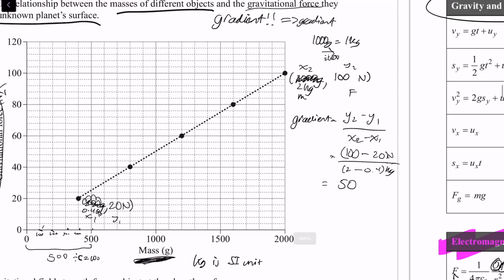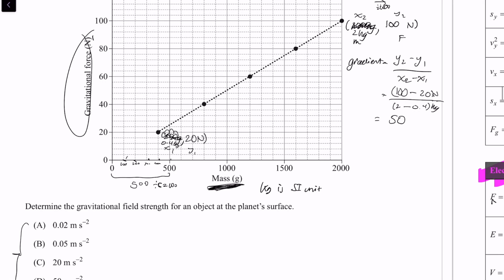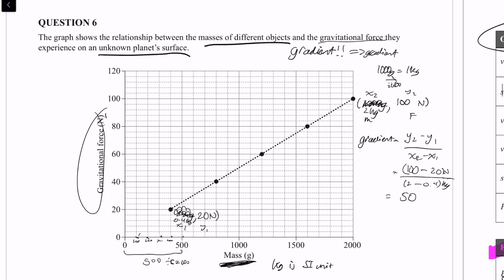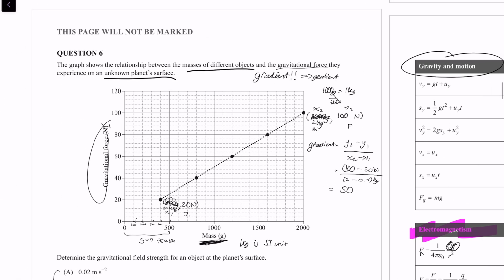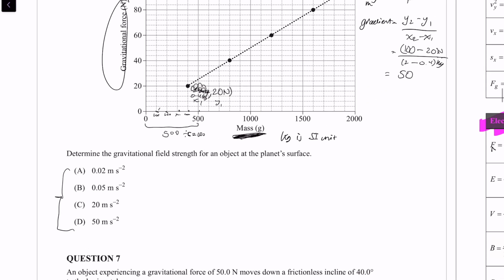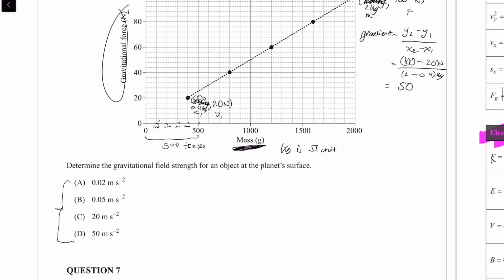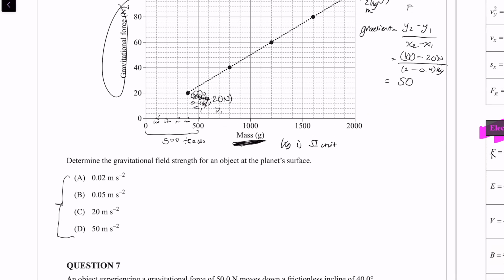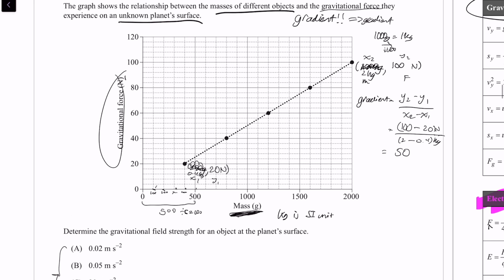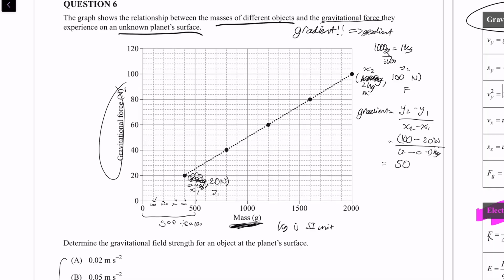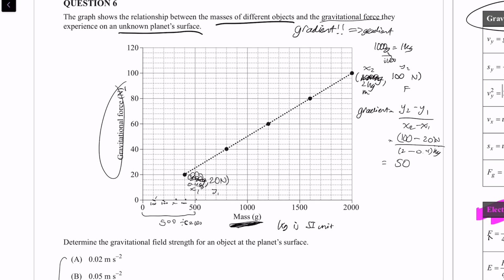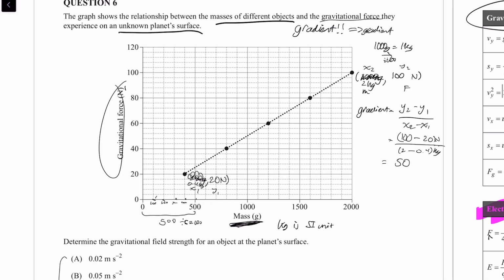Okay, so you can obviously see that's a trap answer. It is not D. Okay, because a lot of people will go through all this working out, find the gradient 50, and think that's the right answer. Nope, it is not the right answer. Okay, so we need to first check that we are actually confident that it is the right answer.